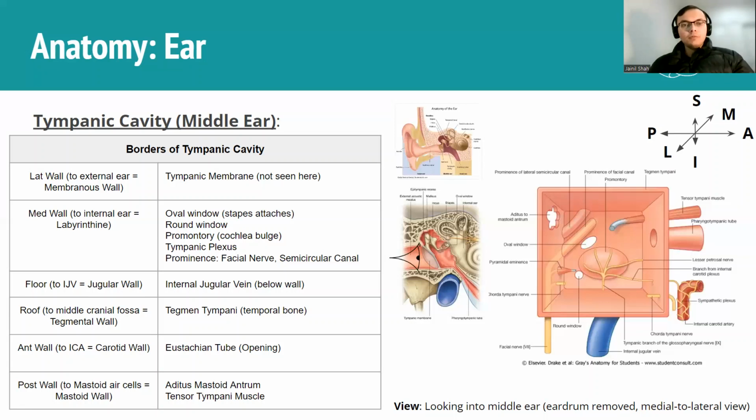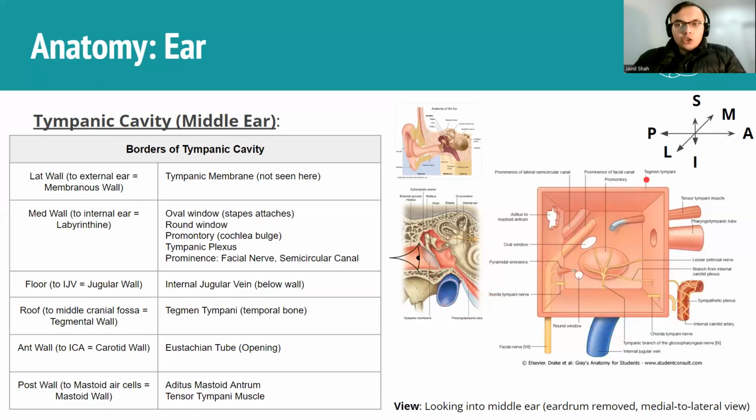Then if we look at the floor, the inferior wall, below it is the internal jugular vein, which is why it's called a jugular wall. I'll explain exactly how the internal jugular vein and the external and the internal carotid artery sort of relate anatomically in the next slide. But for now, just take my word for it that the inferior part or below this wall is the internal jugular vein. And you can appreciate that on this diagram here and the diagram over here as well.